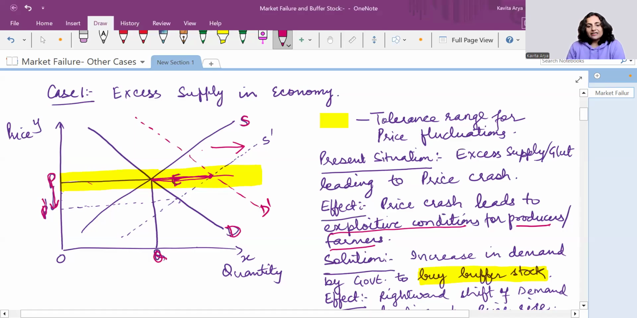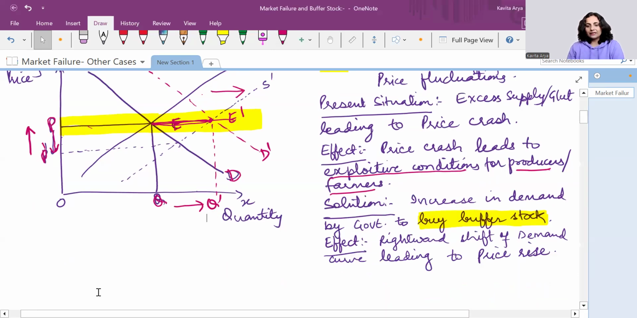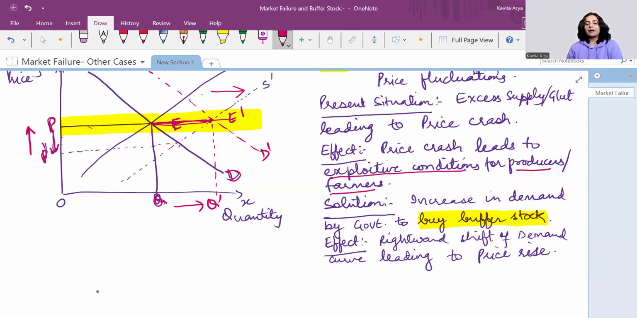So because of this, the E dash now has come here and the price is restored back to the P position because there is extra demand, extra supply. So there is extra quantity bought and sold in the market, but the prices now have been controlled. So the effect of this, as I have shown in this diagram, is that the rightward shift of the demand curve will lead to the price rise and things would be settled.